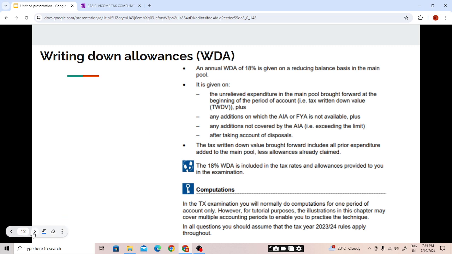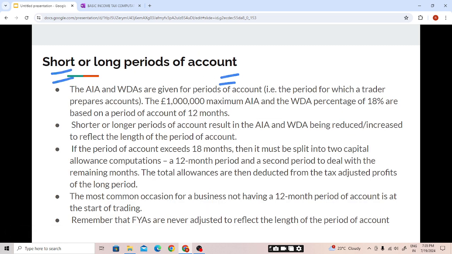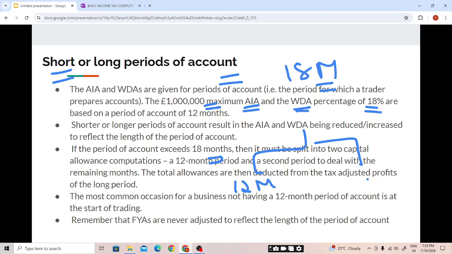Then students, we had covered short or long period of accounts. If the period of accounts are short or long, we need to adjust the 1 million pound of AIA and the percentage of WDA, that is 18%. If our period of accounts exceed 18 months, more than 18 months, then we need to prepare two capital allowance computations, first for 12 months and the rest months.